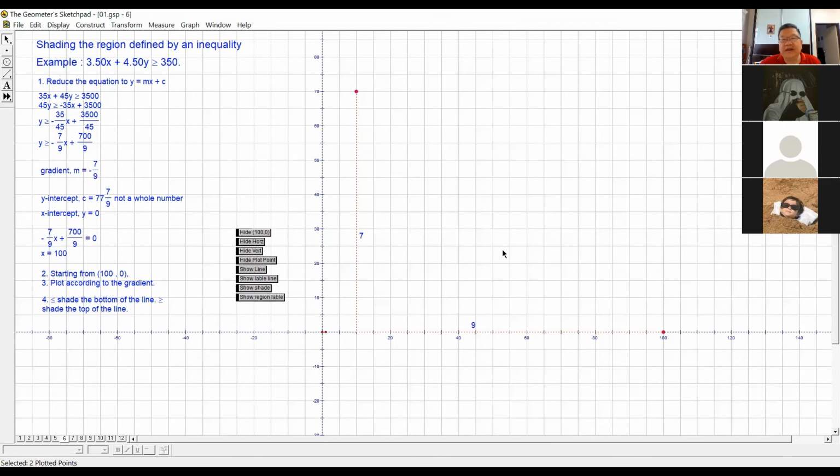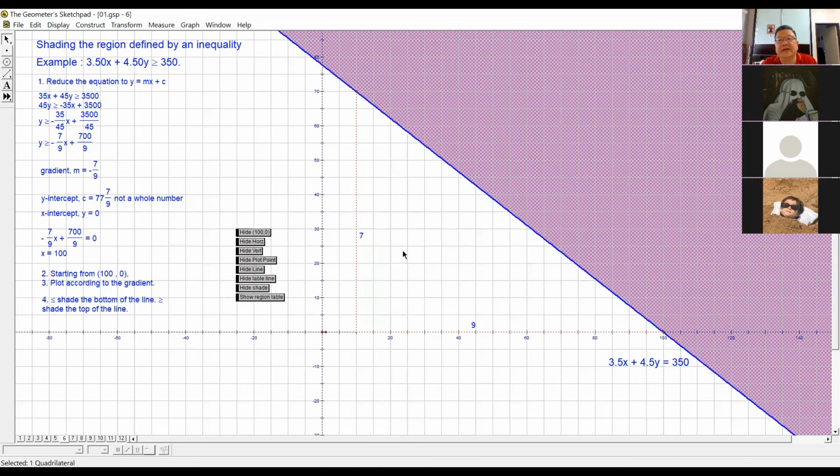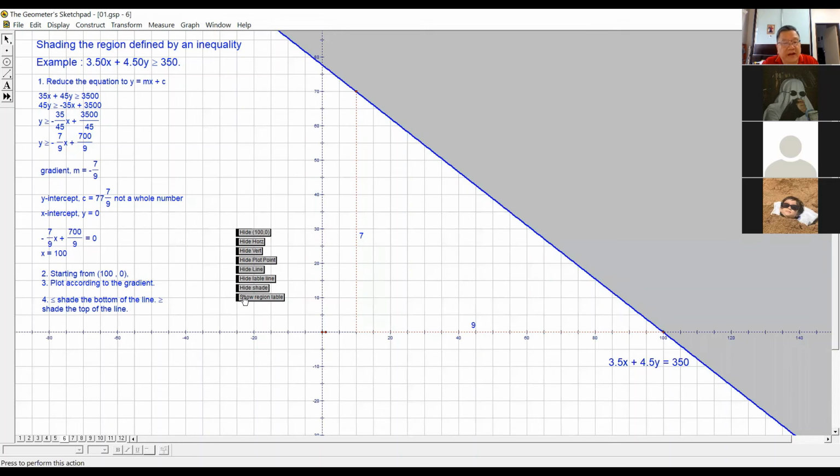So after you mark the point, then you use your long ruler, you join up the 2 points. Then label the line. So the line is this one, 3.5, 4.5, 350. Then you look at the inequality sign. The inequality sign, the last step, you don't look at the first step. Look at the last step here, is greater than. Greater than means above the line. This is the part, right? Above the line.